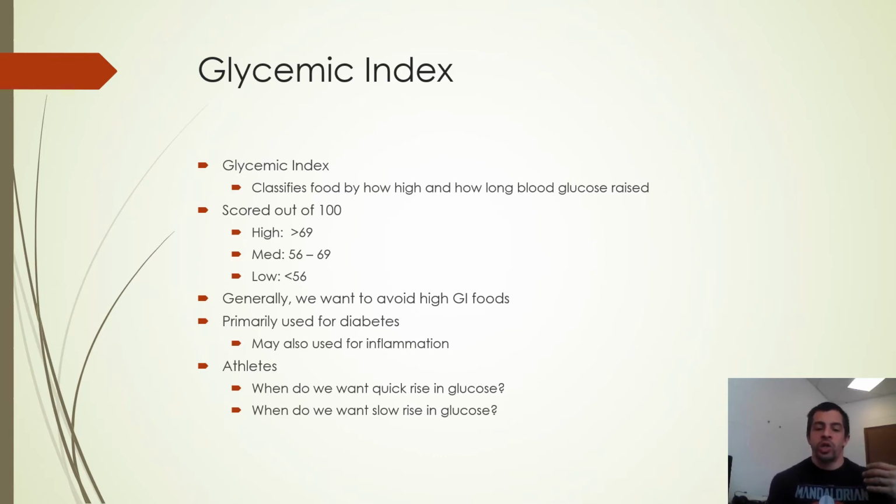And we've assigned a score to it. Anything above 69 is considered high on the glycemic index. Anything below 56 is considered low on the glycemic index. Very generally speaking, we want to avoid high glycemic index foods. It's primarily used for diabetes. The glycemic index was born out of diabetes patients. So yeah, it's helpful to know that.